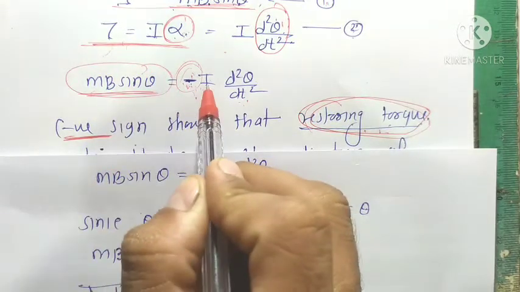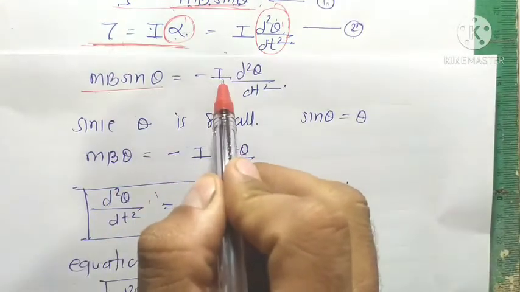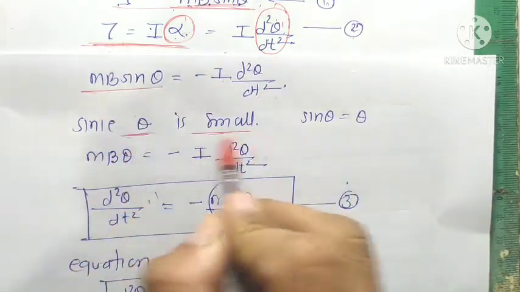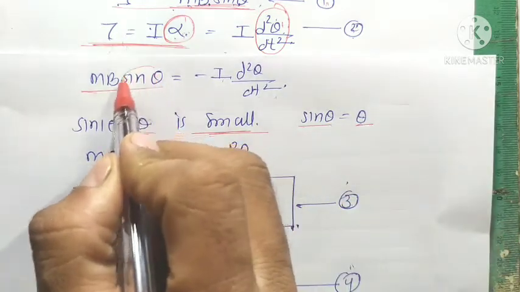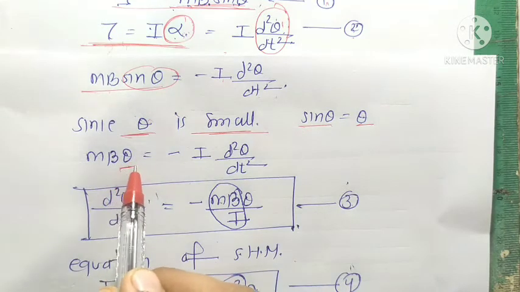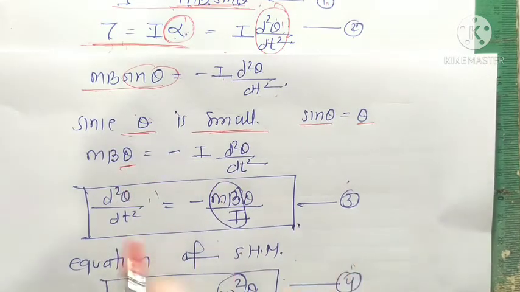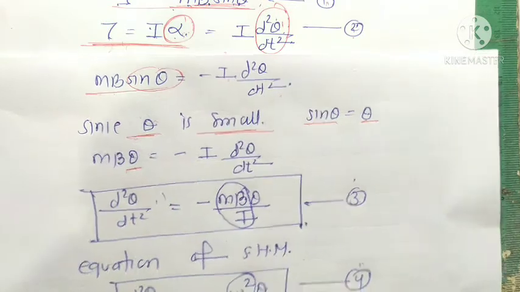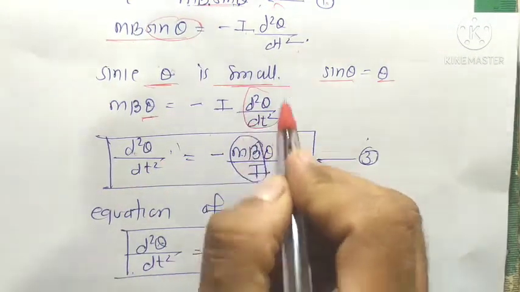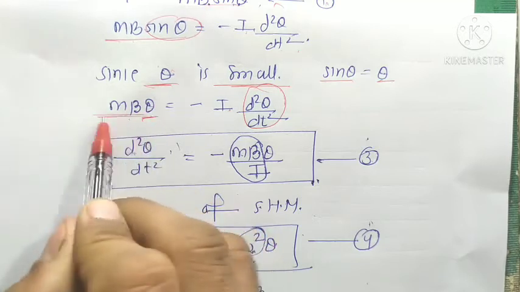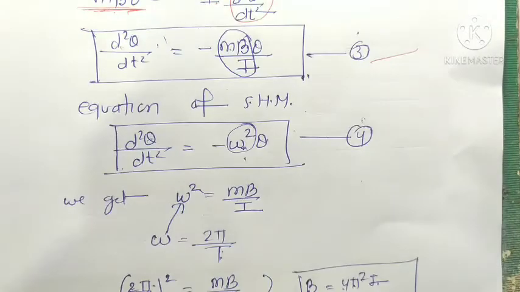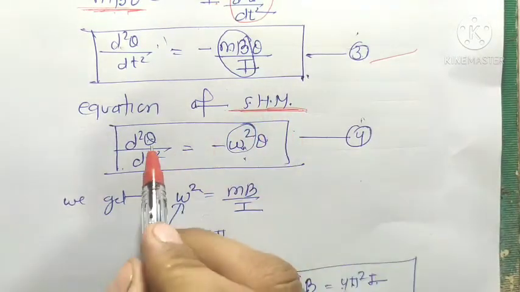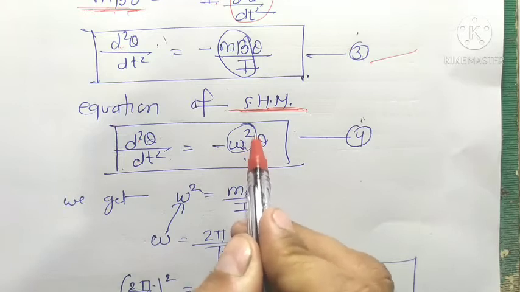So mB sin theta is equal to minus I d2 theta upon dt square. Theta is very small, so we take sin theta equal to theta. Then d2 theta upon dt square is equal to minus mB upon I times theta. We give it equation number 3. From the equation of SHM, we know that d2 theta upon dt square is equal to minus omega square theta.